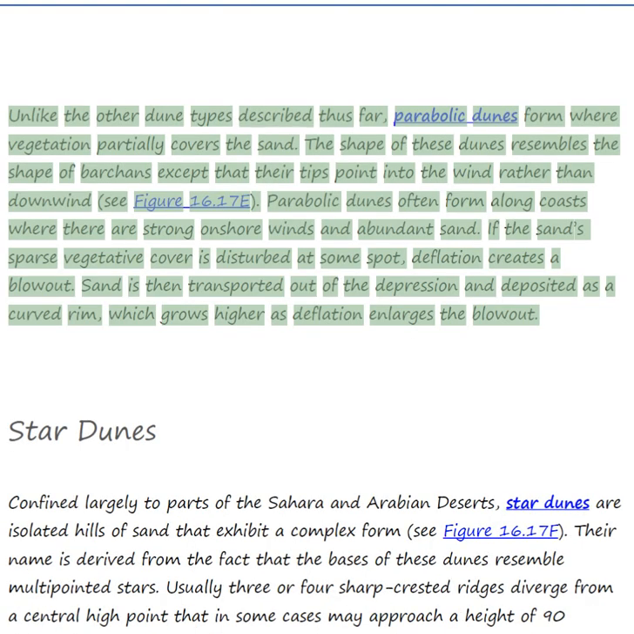Unlike the other dune types described thus far, parabolic dunes form where vegetation partially covers the sand. The shape of these dunes resembles the shape of barchans except that their tips point into the wind rather than downwind. Parabolic dunes often form along coasts where there are strong onshore winds and abundant sand. If the sand's sparse vegetative cover is disturbed at some spot, deflation creates a blowout. Sand is then transported out of the depression and deposited as a curved rim, which grows higher as deflation enlarges the blowout.